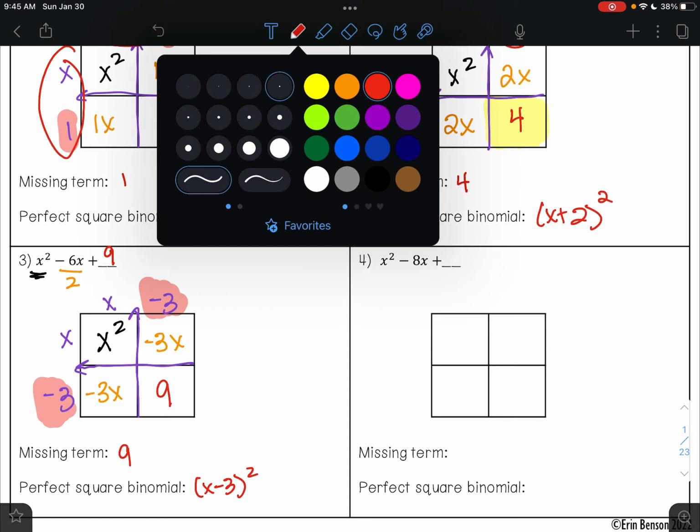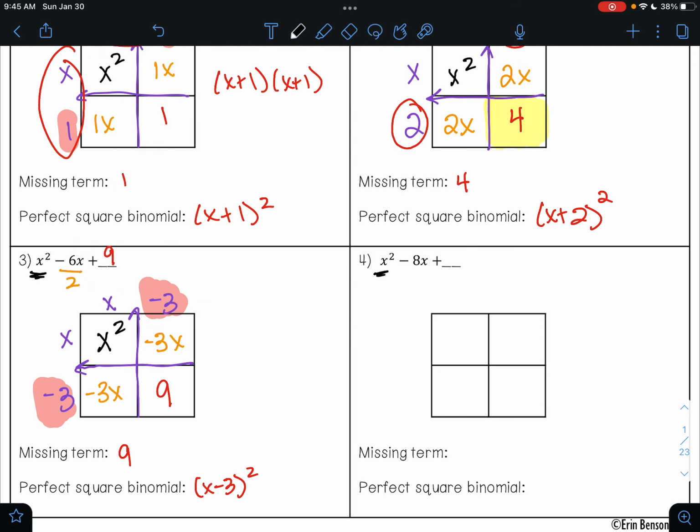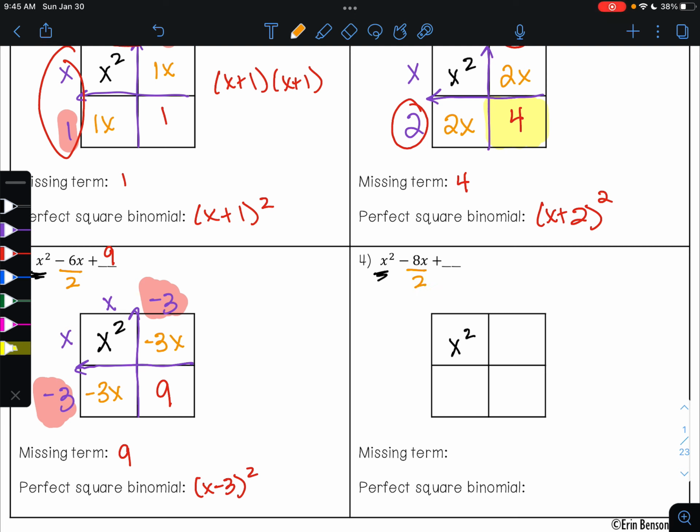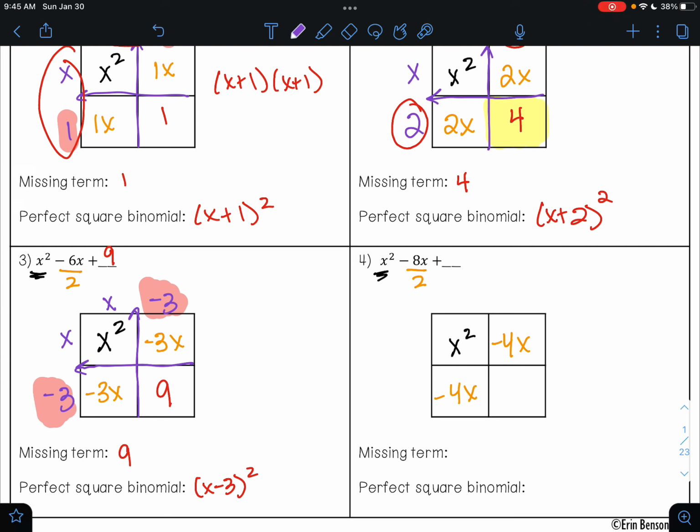My first step on example 4 is going to be to write the first term in the first box. I want this shape to be a square and not a rectangle. In order for that to happen, I need to divide my middle term by 2. So negative 8x divided by 2 is negative 4x. Now I can go ahead and factor each row and each column. The GCF of my top row is x. The GCF of my left column is x.